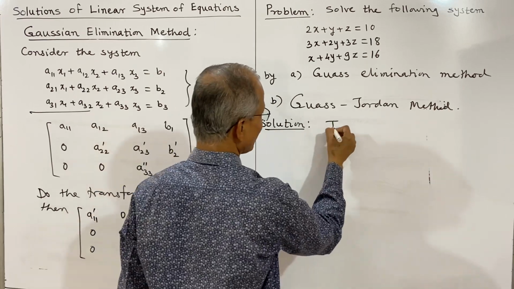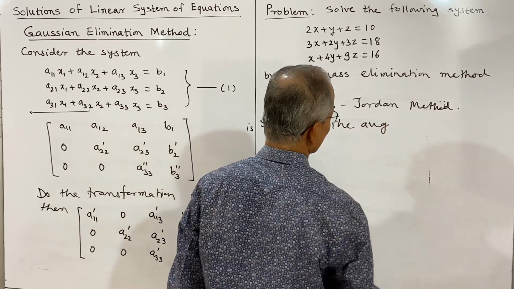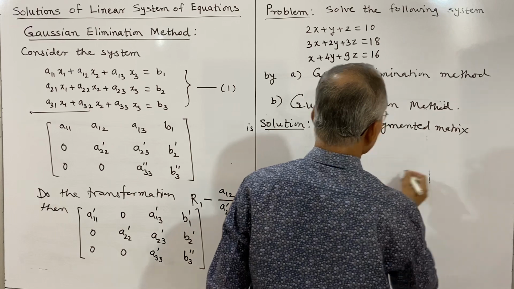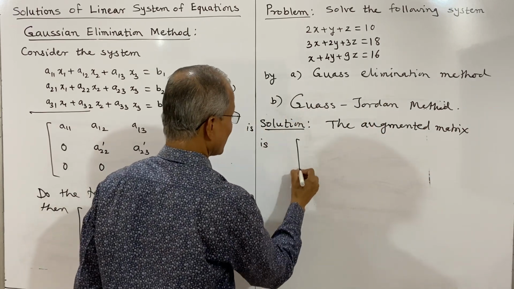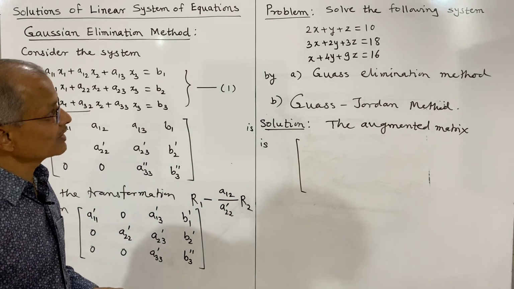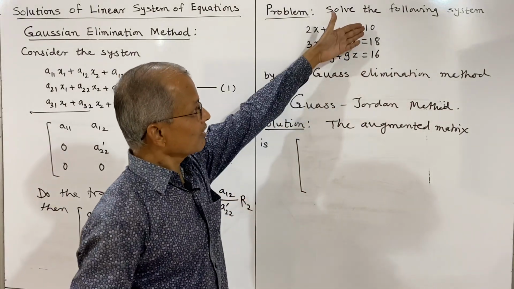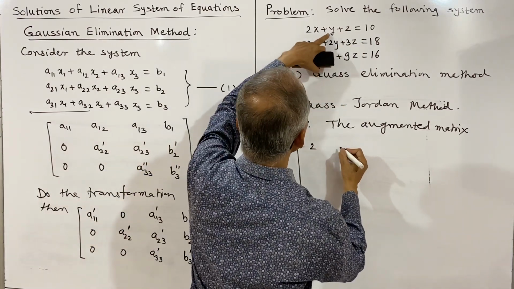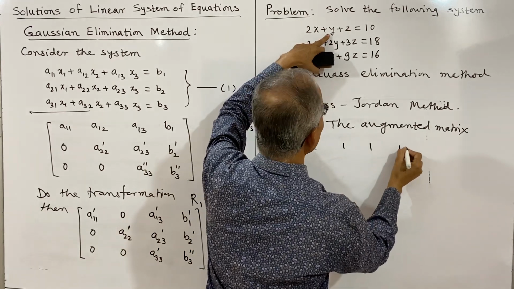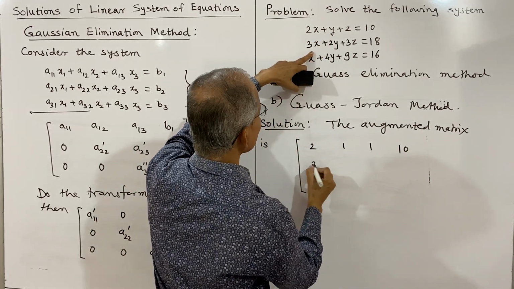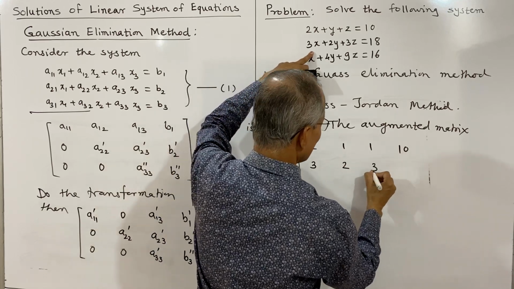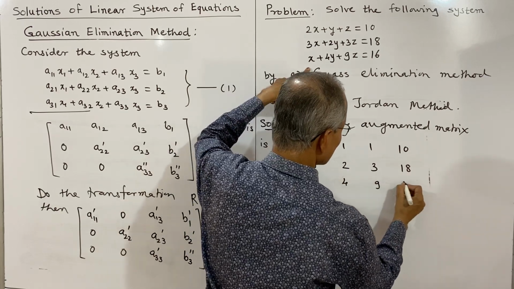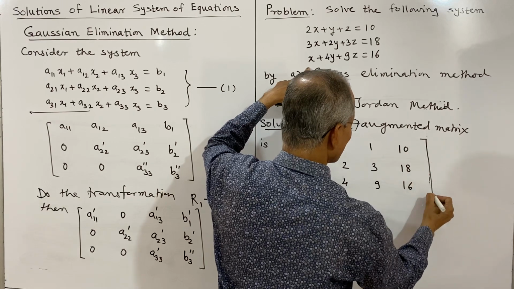Now it is easy to write. It is the matrix of coefficients together with the matrix of constants on the right side, that is, a column. So it is 2, 1, 1, 10. Then from the second equation: 3, 2, 3, 18, and 1, 4, 9, 16. So this is the augmented matrix.